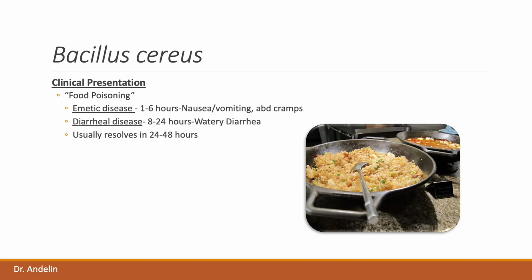Bacillus cereus can cause either emetic disease, very similar to food poisoning from Staph aureus, or diarrheal disease. The emetic disease presents with nausea, vomiting, and abdominal cramps, usually 1 to 6 hours after eating. However, the diarrheal disease occurs a little later, usually 8 to 24 hours after eating, and is associated with watery diarrhea. In both cases, symptoms usually resolve within 1 to 2 days. Usually this is caused by eating contaminated starchy foods, most characteristically fried rice.